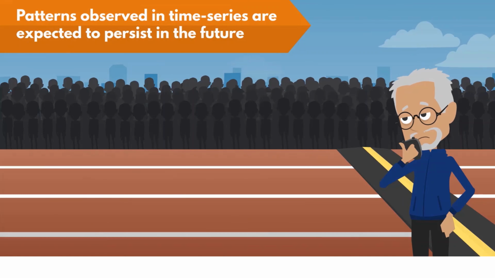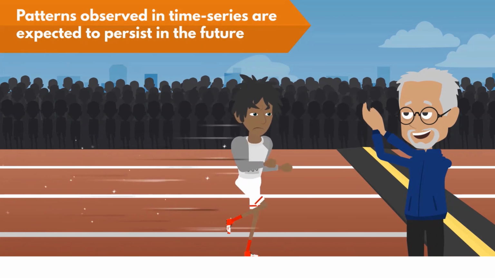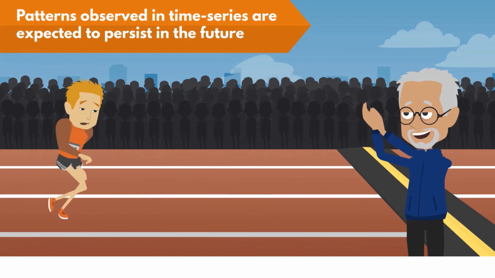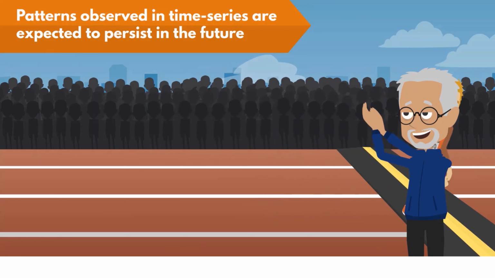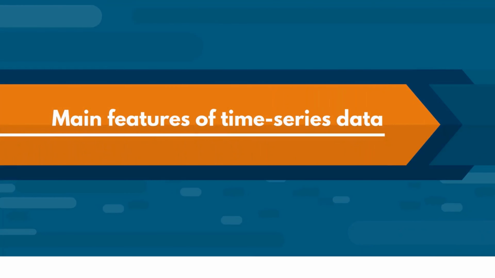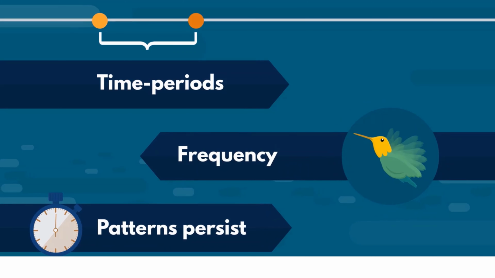Furthermore, patterns observed in time series are expected to persist in the future. That is why we often try to predict the future by analyzing recorded values. Okay, great. Now that we've learned the main features of time series data, namely every value is associated to a time period, intervals between said periods are constant, and patterns persist into the future, let's look at some examples.